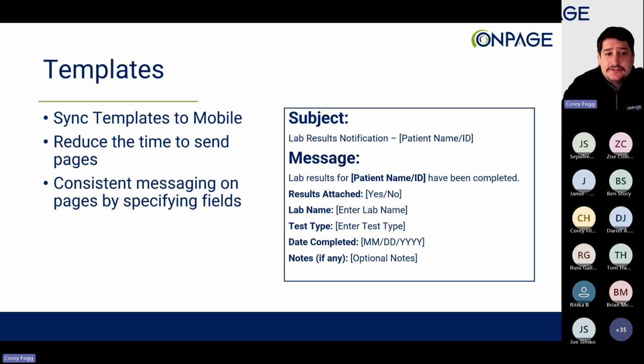So let's dive into templates. Templates are important because they reduce the time to send pages. They also allow consistency by being able to put fields in there that people will replace in order to have the same format. That way, every time you get a page, it's going to be consistent. So here's an example of a lab results notification where you just fill out the patient name, ID, and different details about the test results, whether or not you're attaching a file. And the big thing about this is now we've brought this to mobile. So instead of having someone go log into the console, they can actually just pull up the mobile app in order to do that. So we'll show a quick sample of that.